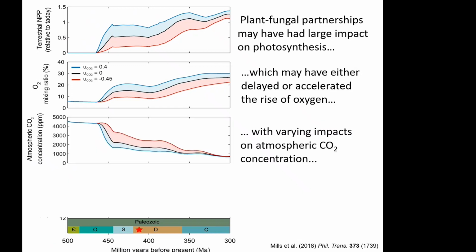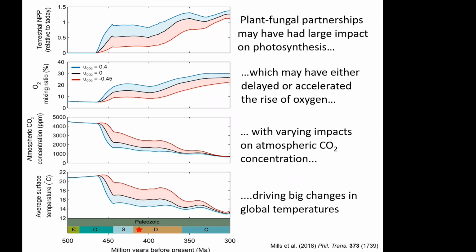And then that obviously has impacts on atmospheric CO2 concentration, with it decreasing much more slowly if everything was Mucoromycotina powered versus if it was all arbuscular, which then has big impacts on global temperatures. So according to Ben's model, if we had Mucoromycotina dominated plants, then it would have been much hotter for much longer than if we had arbuscular mycorrhizal symbionts.